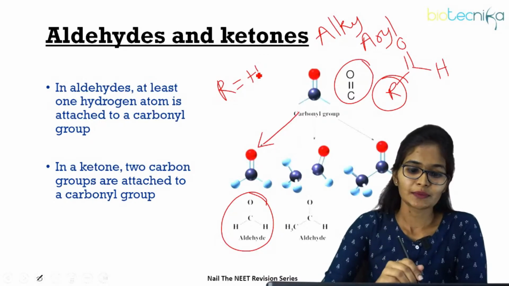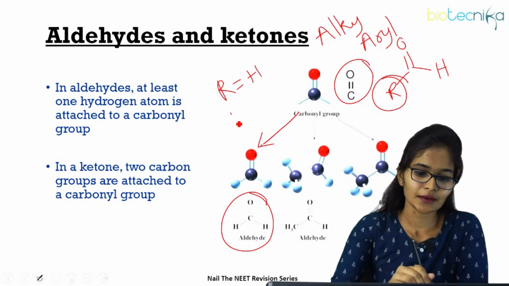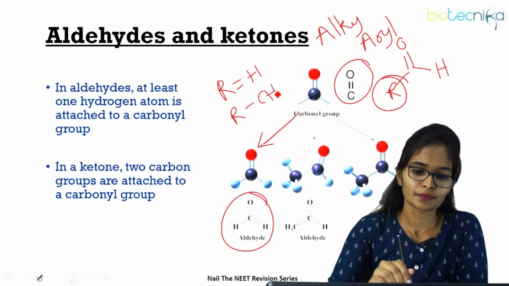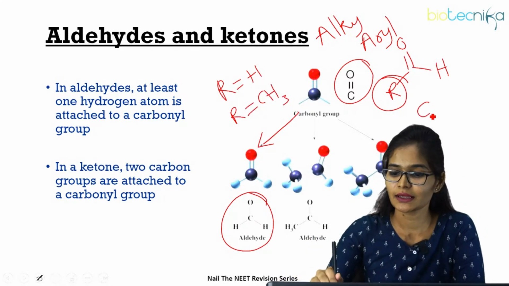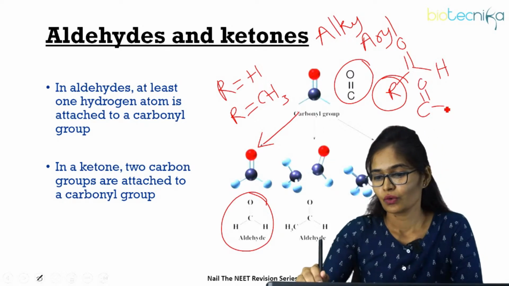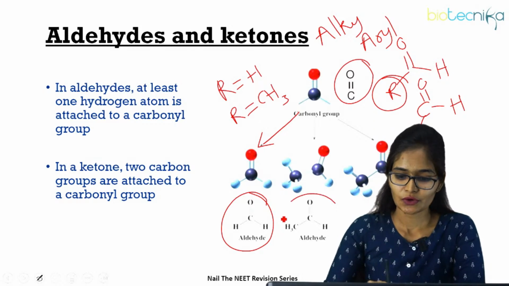Now, if we replace this R by a CH3 group, then it will be acetaldehyde. So we can simply write it like CO, H and CH3. So this is what an aldehyde is.